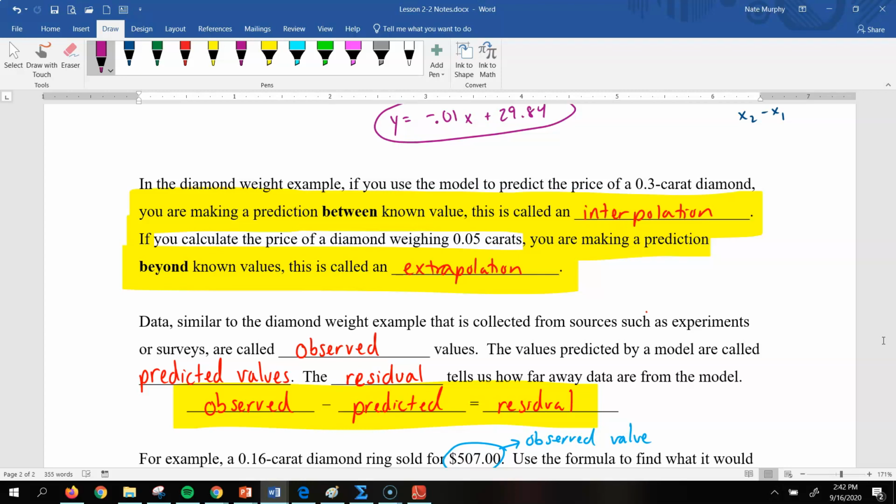The observed, the numbers that we actually have in our table, minus the predicted, the numbers we get from an equation. The difference between those two will be our residual. Sometimes those values are going to be positive, sometimes negative. If the observed value is bigger than our predicted value, it'll be a positive number. But if the predicted value is bigger than what actually happened, then you're going to end up with a negative number. Okay, so let's look at an example.